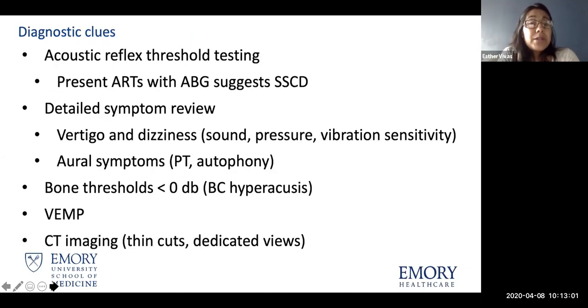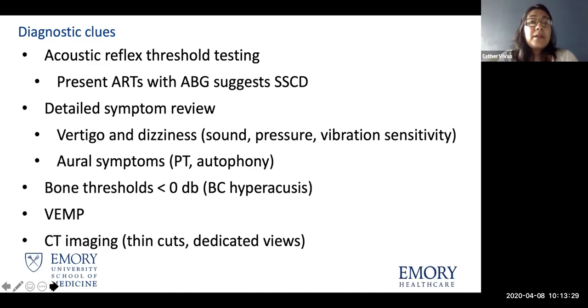So what are some of the clues? The clues that this is not really otosclerosis, but potentially a superior canal dehiscence is by looking at your acoustic reflexes or your stapedial reflexes. This is a necessity for anyone that is undergoing an evaluation of a conductive loss. And some places may not perform them, but I think most academic centers do, but it is an essential part.